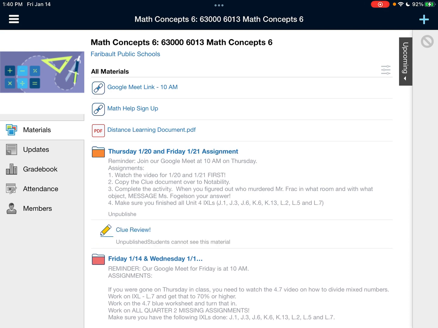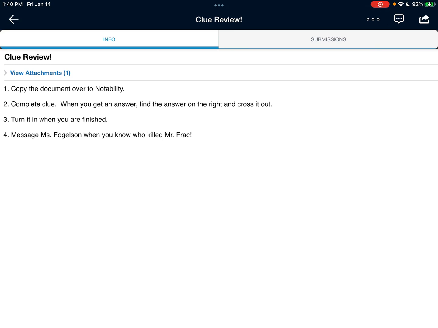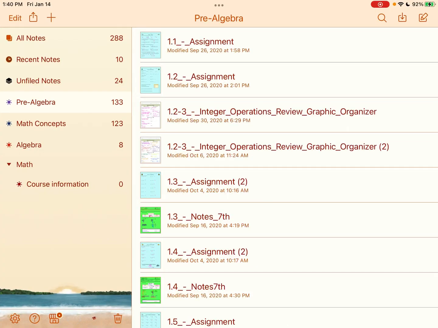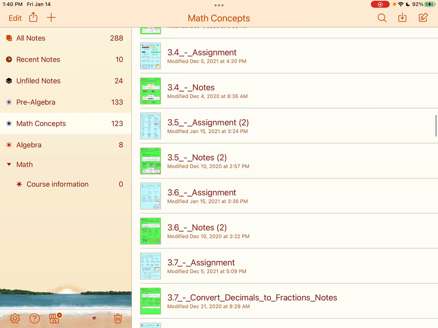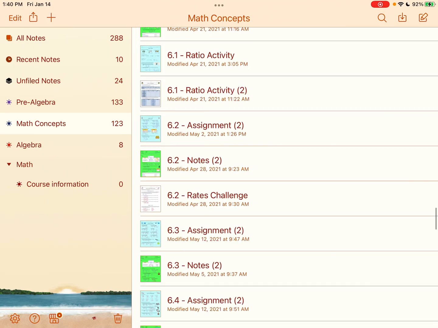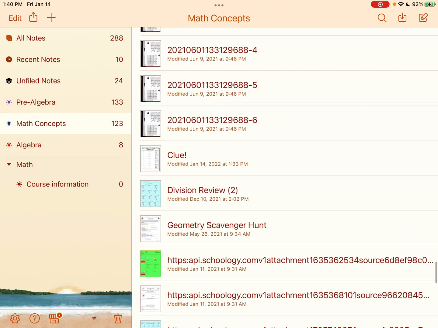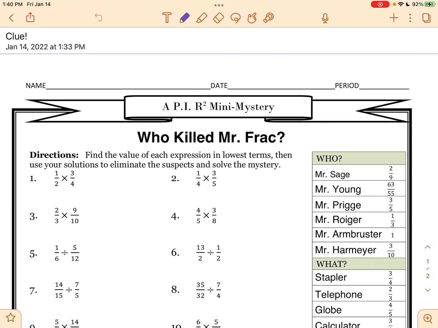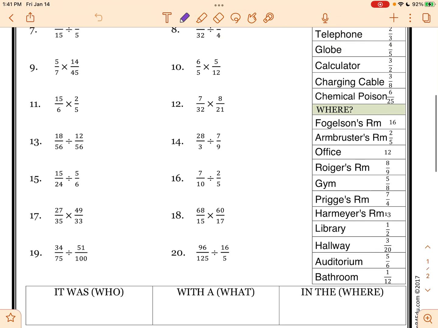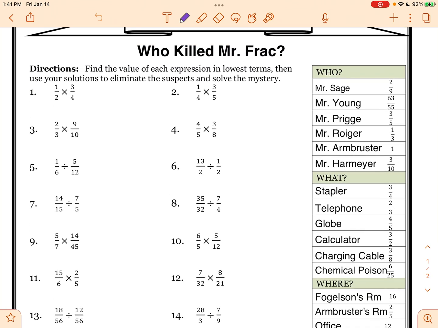Alright, let's get started. The clue review is in here. Just copy that document right over to Notability. I'm going to walk you through a few of the problems. So let me find the document. I already copied it over. We're going to play Clue today. Clue is a board game that you can play, but we're not going to use it as a board game since we're distance learning. What we're going to do is there are 20 problems to solve. Some of them will take you maybe a minute, some of them will take you a little bit longer than that. You do need to simplify, but you do not need to change your improper fractions to be mixed numbers.